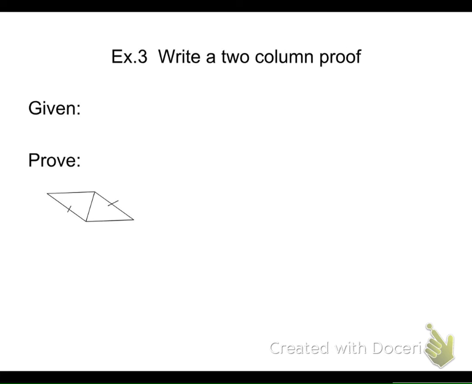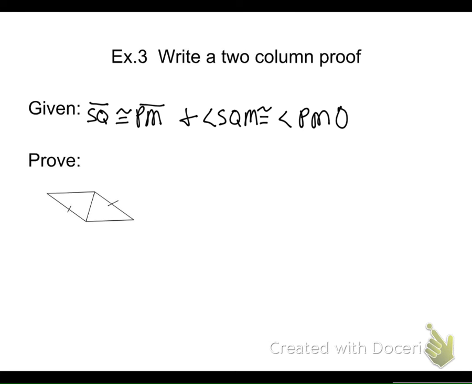As we write that in, given segment SQ is congruent to segment PM, and angle SQM is congruent to angle PMQ. So this is given information. I just was not able to type it onto my slide, so please make sure that you add it to your notes. And our goal is to prove triangle QSM is congruent to triangle MPQ. So that is all given information from your problem. That's what your problem asks for.